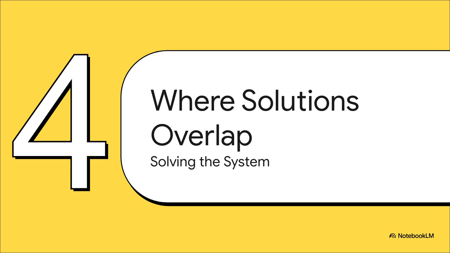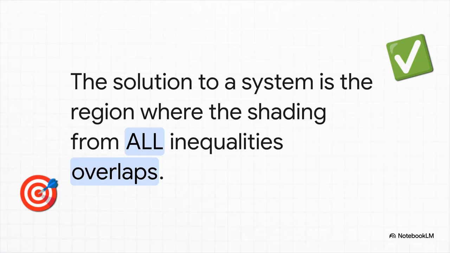All right, part 4, where solutions overlap. This is where it all comes together. We're going to put multiple inequalities on the same graph to find the true solution. Okay, now for the magic. Imagine you have 2 of those old-school transparent sheets. You shade the solution for your first inequality on one sheet, maybe in red. Then you shade the solution for the second one on another sheet, say in blue. When you lay them on top of each other, what happens? The spot where the red and blue overlap turns purple, right? That purple area, that double shaded zone, that's our solution to the whole system.